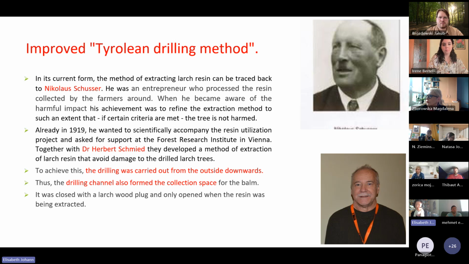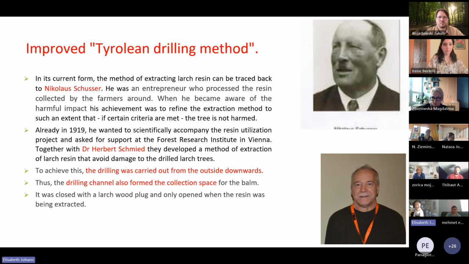And the technique was improved again, and there were two persons. One was Nicola Schuster. He was an entrepreneur who processed the resin collection by the farmers around. When he became aware of the harmful impact, his achievement was to refine the extraction method to such an extent that if certain criteria are met, the tree is not harmed.